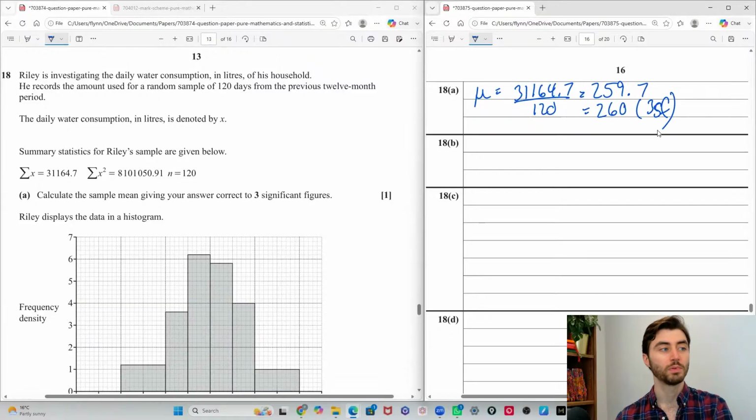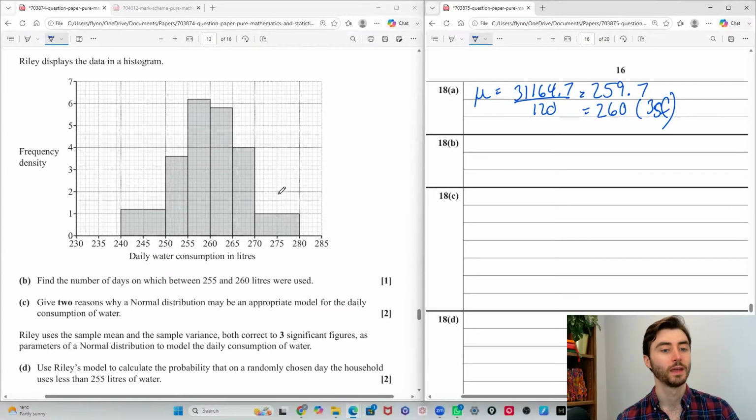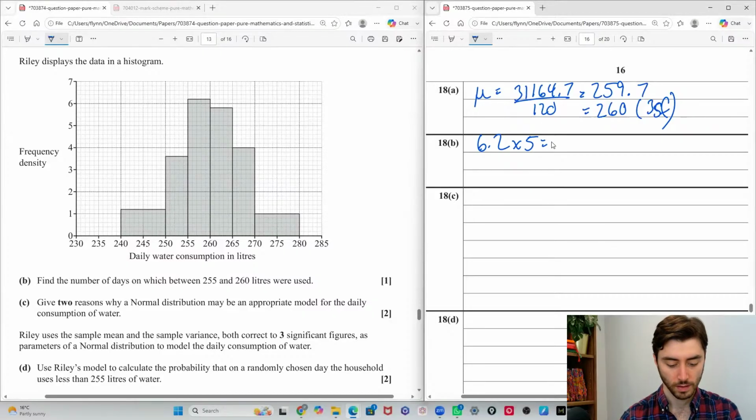Now, that was a good example of the exam technique. The second you think you're done with the question, reread it to make sure you've actually got over the line. Find the number of days on which between... So find this number of days. Well, the frequency density is 6.2, and you multiply that by 5. And so that's 31 days.